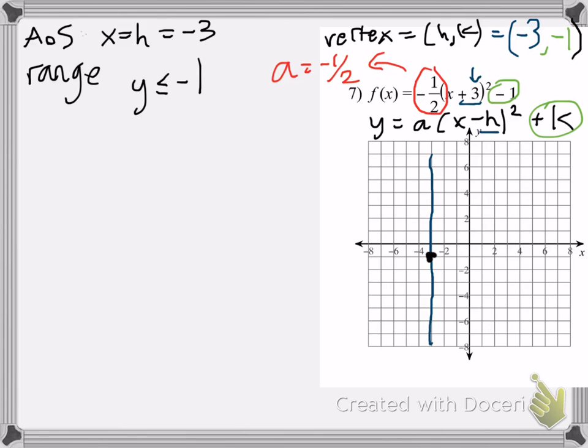Your range is always going to depend on k. It just depends on if a is positive or negative, if it's going to be below or above k. So in this case, because a is negative, my range is all the points below k. If a was positive and I had a parabola that was opening up like this, then my range would be all the points above negative 1. But again, here, because a is negative, my range is going down. So I found my vertex, I found the axis of symmetry, and I stated the range.